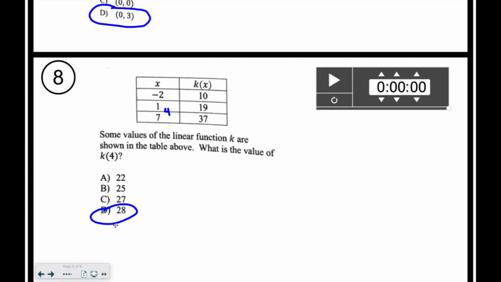I definitely think the Desmos way is super fast, but it's good to see all these different options. So any questions about any of that? No, the Desmos made the most sense, I guess. Okay, cool.